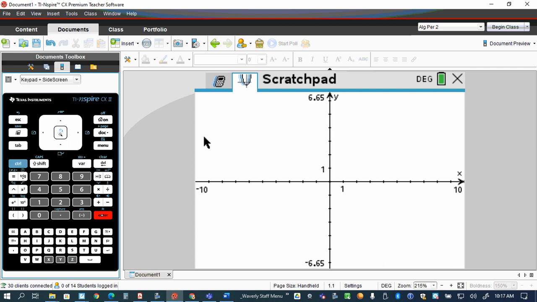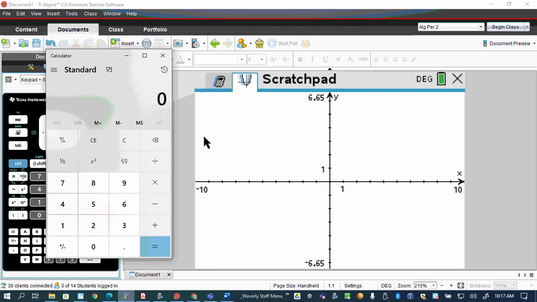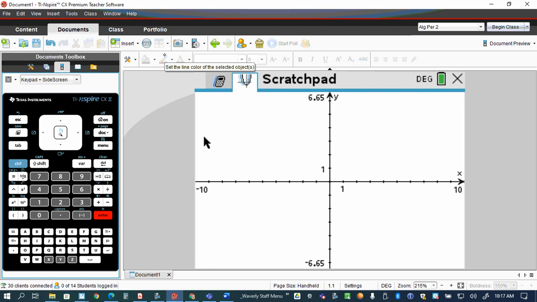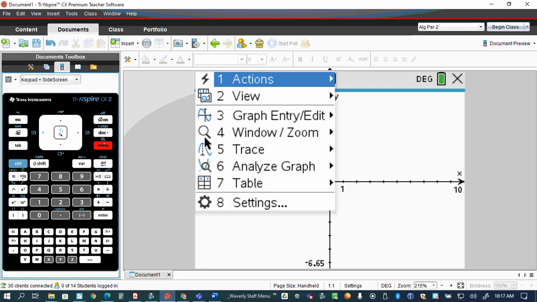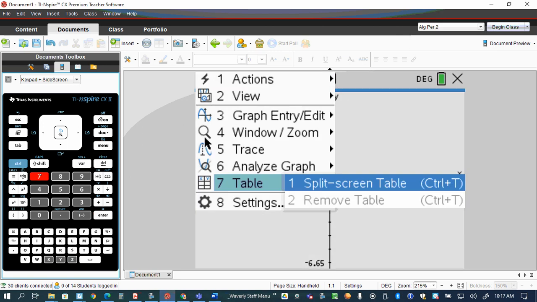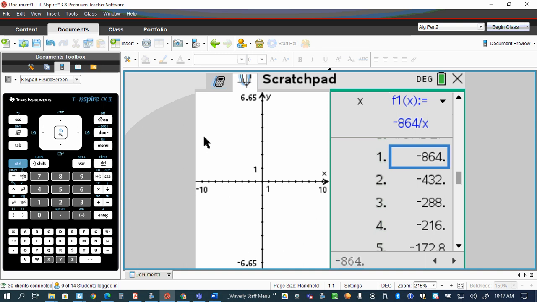Wait, I think mine messed up. Mine did too. Does yours look like this? I don't know what happened. There are a lot of negative numbers in the world. Do you know what else is negative? Anyway, let's bring up a table of values. Menu, table, sure. Easier way to do it.